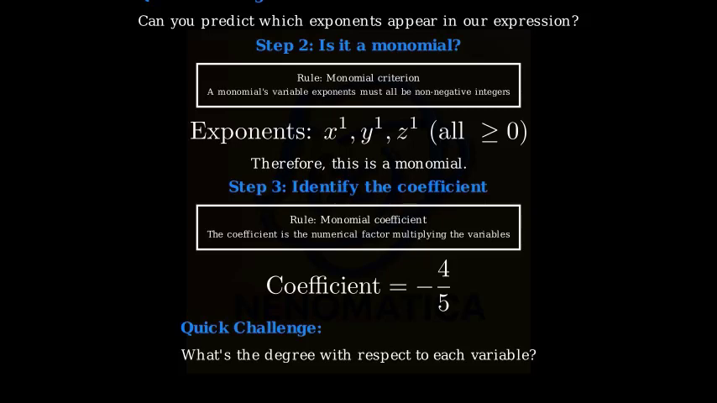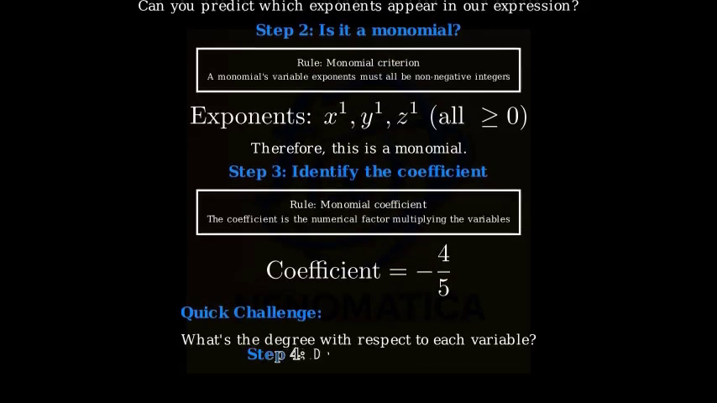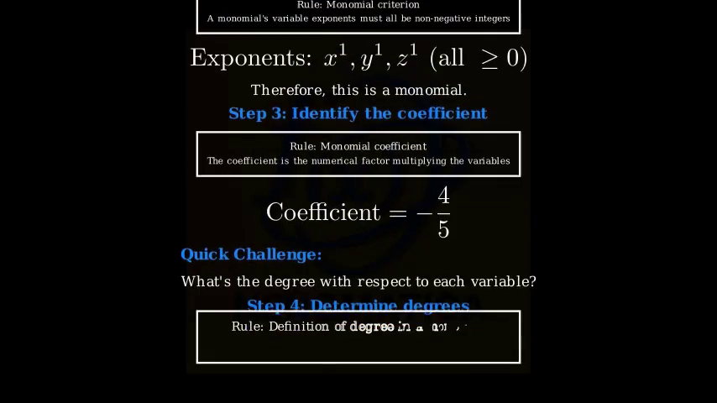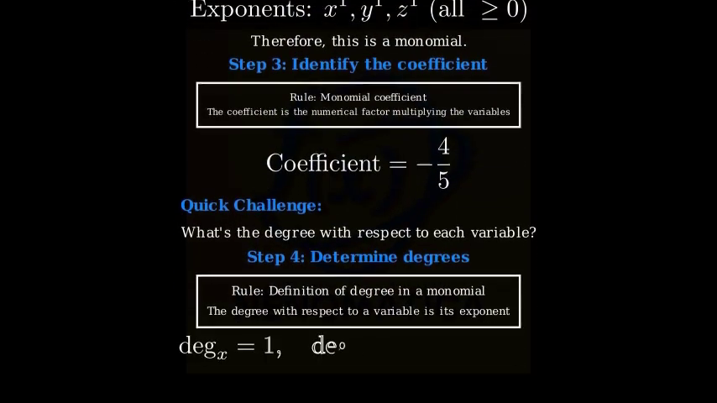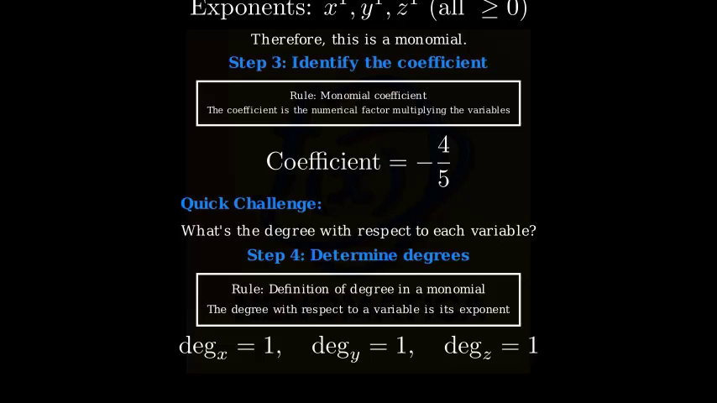Step 4. Finally, let's determine the degree with respect to each variable. The degree with respect to a variable is the exponent of that variable in the monomial. In our expression, x has an exponent of 1, y has an exponent of 1, and z has an exponent of 1. Therefore, the degree with respect to x is 1, the degree with respect to y is 1, and the degree with respect to z is 1.